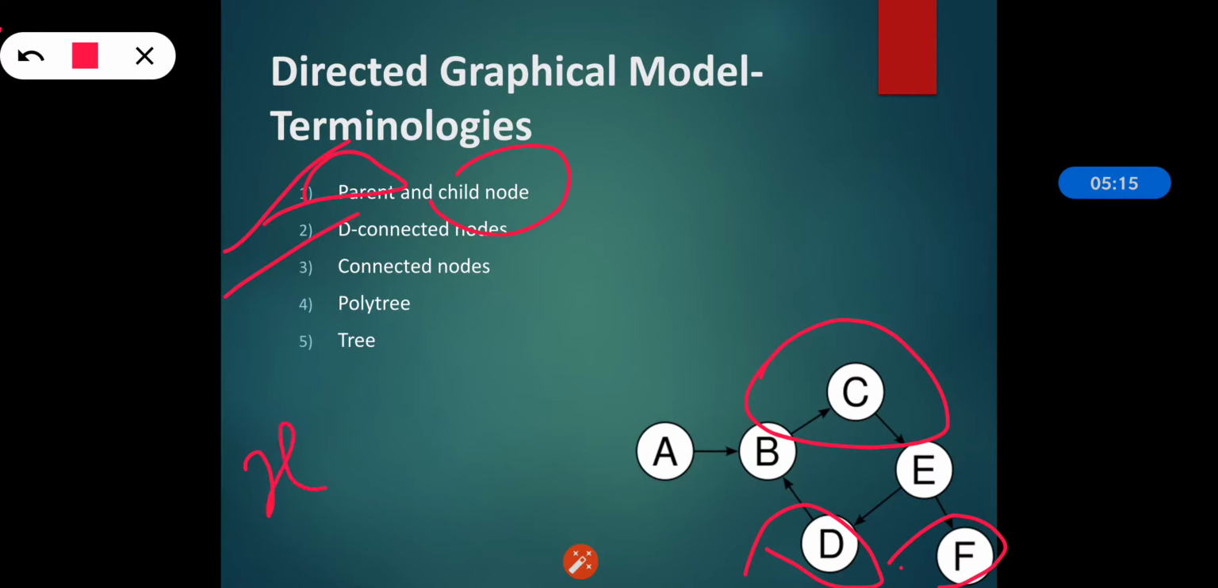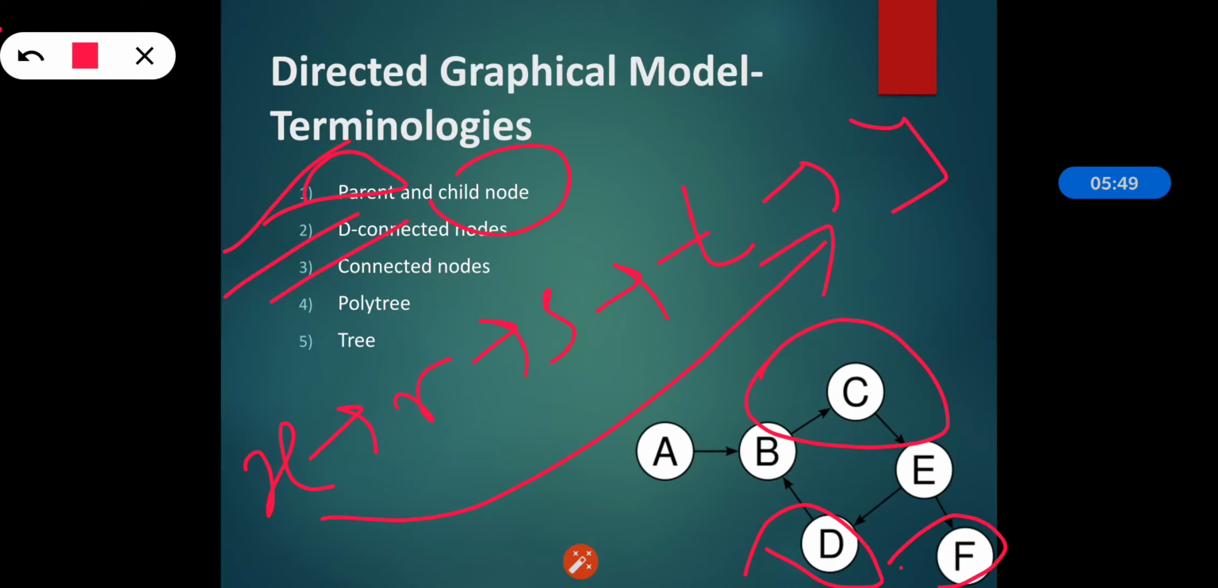Suppose we are talking about X and Y. X is connected to R, then it is connected to S, then to T, and then to Y. It means there is no blocked path. We can say that X is connected to Y by the path, so they are called d-connected nodes. Then comes the connected nodes. Two nodes A and B are called connected if and only if there is a sequence where they are directly connecting with each other.